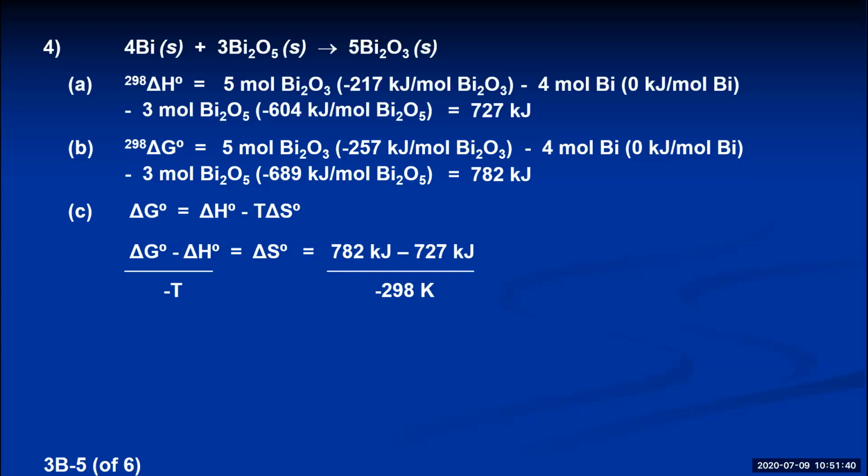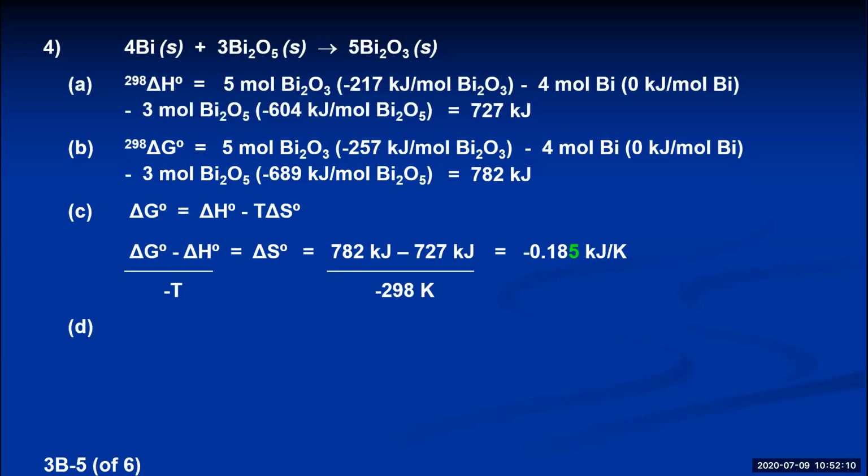So if I plug my answers in from A and B, divide by negative T, I get a value of negative 0.19. That's because when I subtracted the 2 numbers in the numerator, 782 minus 727, I wound up getting a 2 significant figure number in the numerator. Then when I divided it by 298, my answer has to be 2 significant figures. So it actually is negative 0.19 kilojoules per Kelvin, or you could say 190 joules per Kelvin.